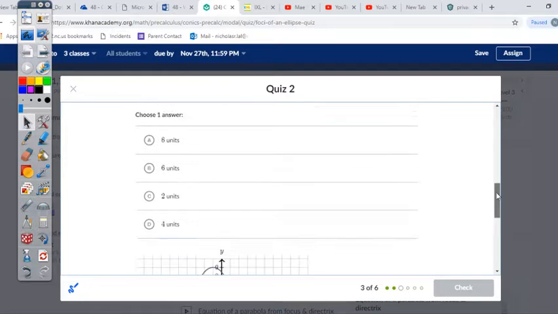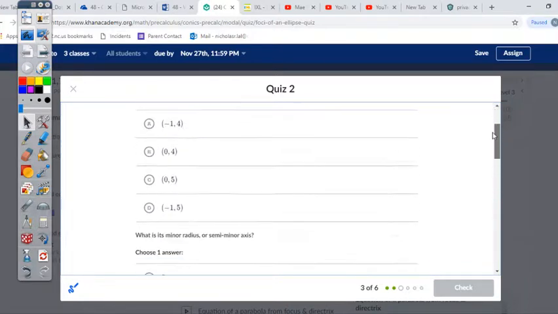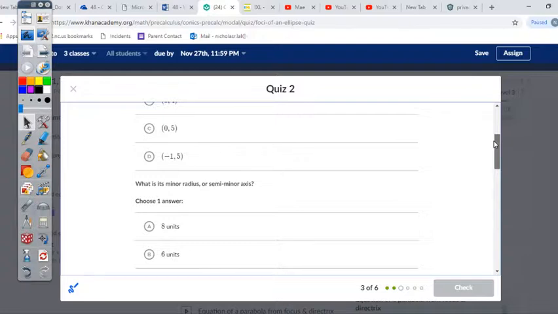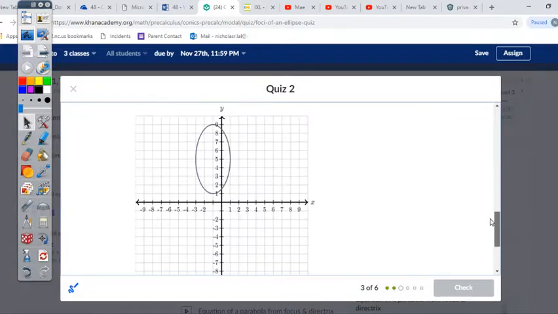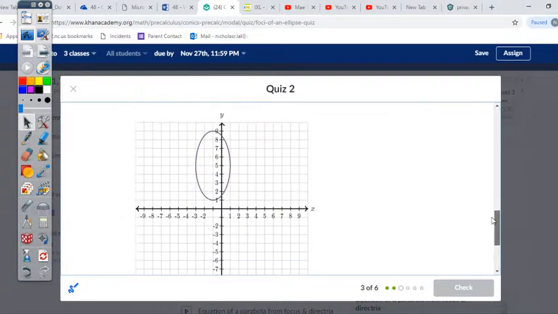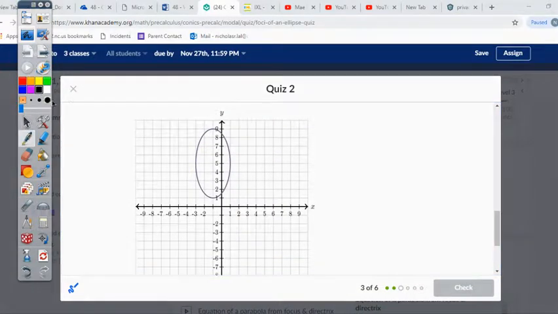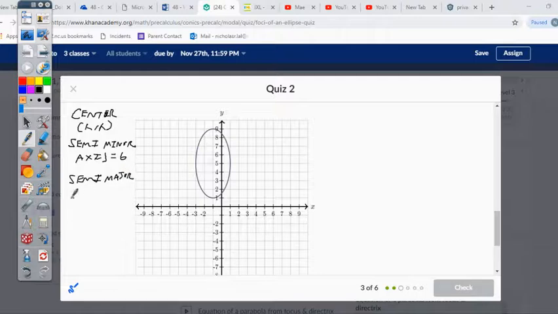An ellipse is graphed below. We need to find the center, the semi-minor axis, and the semi-major axis. So the center is going to be (h, k), the semi-minor axis is going to be equal to b, and the semi-major axis is going to be equal to a.